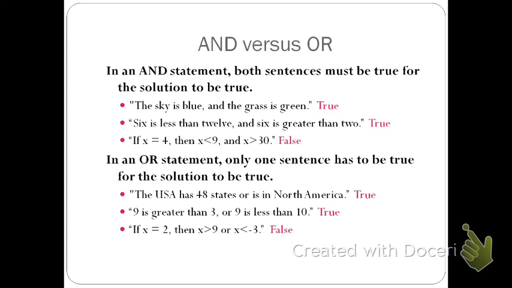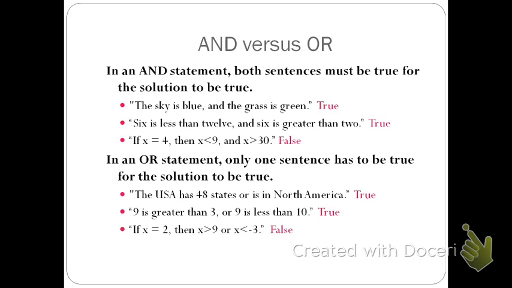In an or statement, though, only one of the sentences has to be true for the solution to be true. For example, the USA has 48 states or is in North America. Does the USA have 48 states? Well, actually, there's 50. But is it in North America? Yeah, that's true. So it didn't matter that there's not 48 states, because one of those statements is completely true, the whole statement is true in an or phrase.